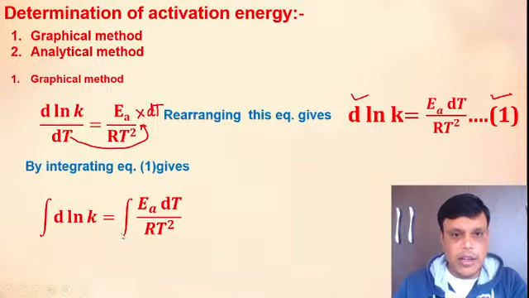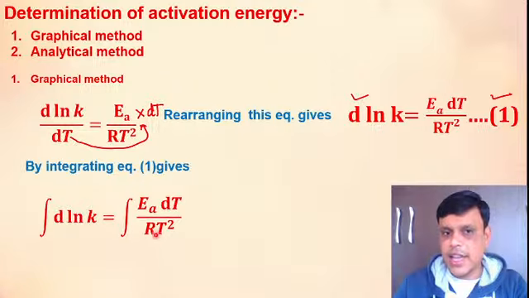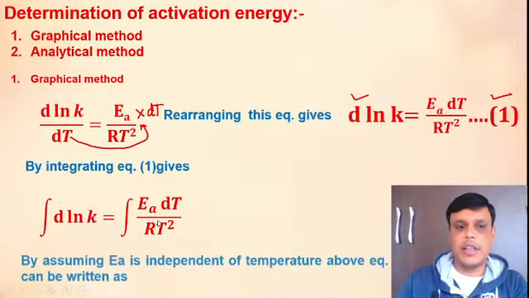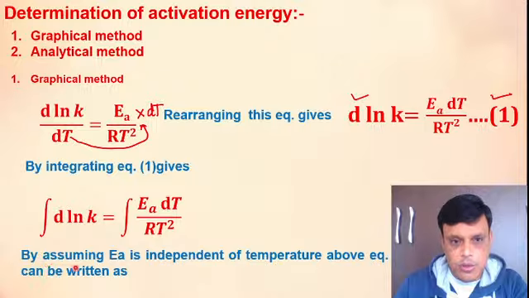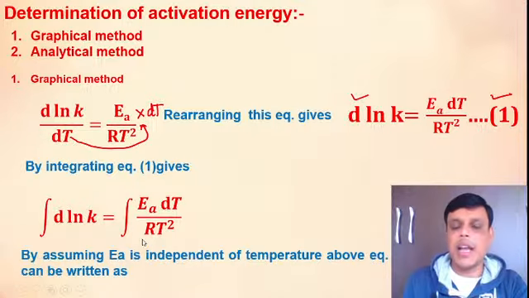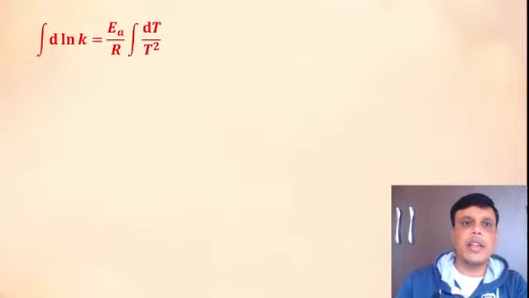Now here we will assume this Ea is independent of temperature. Ea does not depend on temperature. We will assume this, and this R is the gas constant, you know that. So we will put these two terms, Ea and R, outside the integration. Ea is independent of the temperature, and R is a gas constant, so it is a constant. We will put this Ea by R outside the integration part, and after putting this we will get this equation.